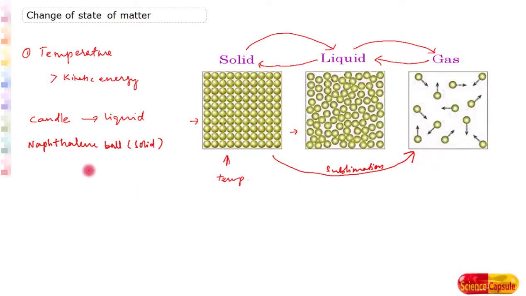Not only the naphthalene ball, another example which undergoes sublimation, which directly changes from solid to gas, is camphor, which you use in your home. These are the examples which undergo sublimation, which changes directly from solid to gas without undergoing liquid state. Now we see the third example, that is water.